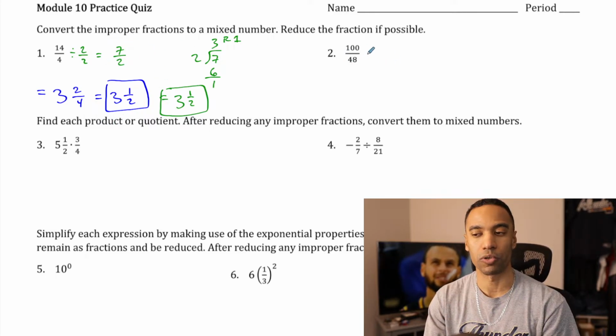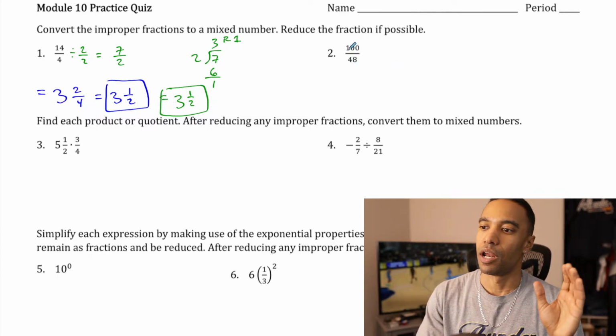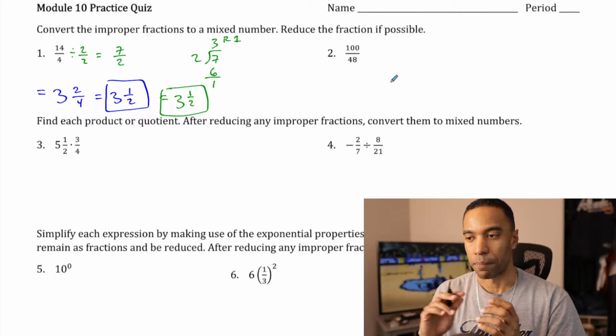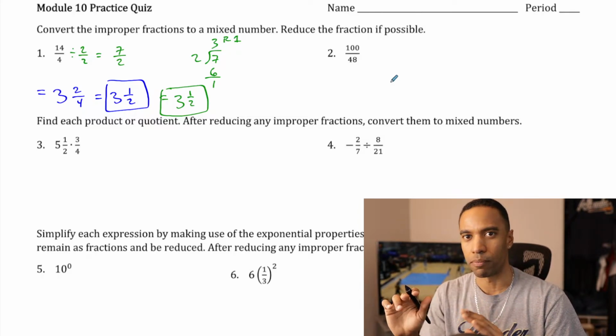So you'll see me reduce number 2 before I convert to a mixed number. But there we go. So that's number 1, 3.5. Number 2, 100/48. Okay, there are different ways that people reduce fractions. I'm going to show you 2 different forms if you didn't know that.